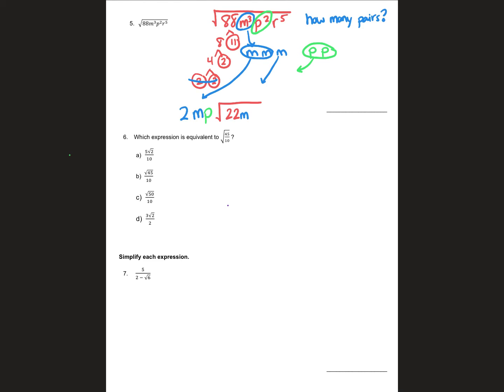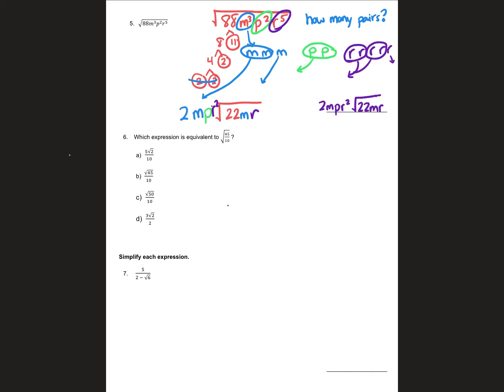Okay, I'll change the color again for the R's. How many pairs if there's 5? Well, there would be 2 pairs, so R squared, with 1 left over. Again, you could write it out: R times R times R times R times R. We have one pair, another pair, so these two come out, and then this one would go back inside the radical. So that's our final answer: 2mPr squared radical 2mr.